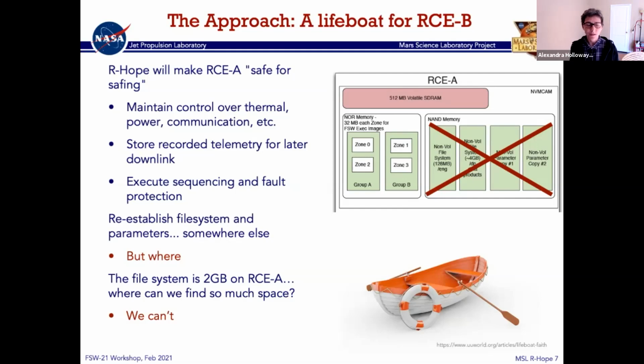So what we need is a file system, and we need parameters somewhere else. But where? Remember that the file system is 2 gigabytes on RCE-A following those issues we had earlier. And so where can we find so much space? We can't. We can't find 2 gigabytes. What we do have is the NOR memory, but it's tiny. Next slide, please.